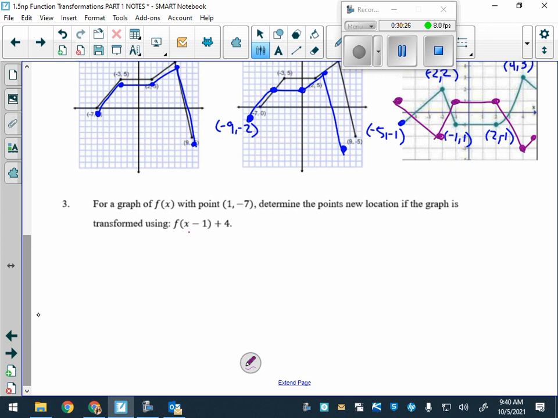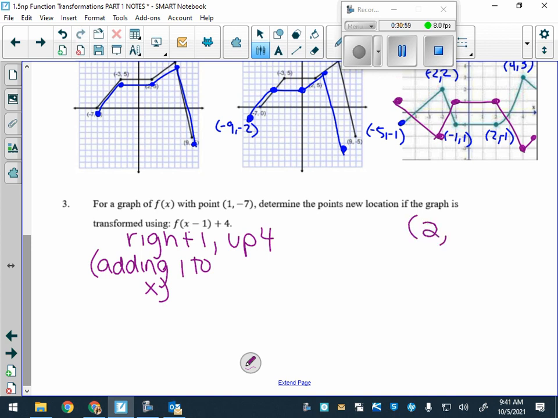What transformation, though? You are correct. Right 1 and up 4. And he also gave us exactly what we are doing. So if we're moving to the right 1, we're actually adding 1 to x. So my new location for x will be at what value? 2.